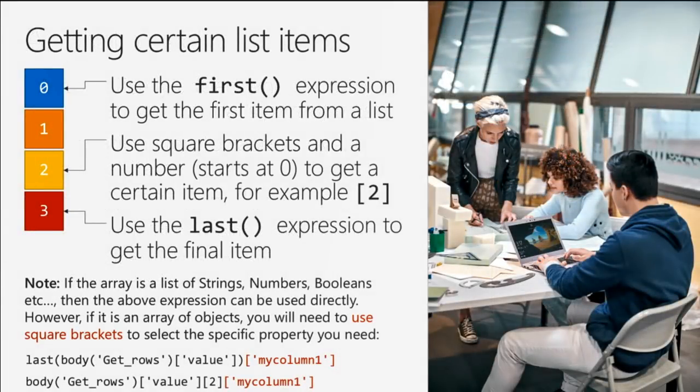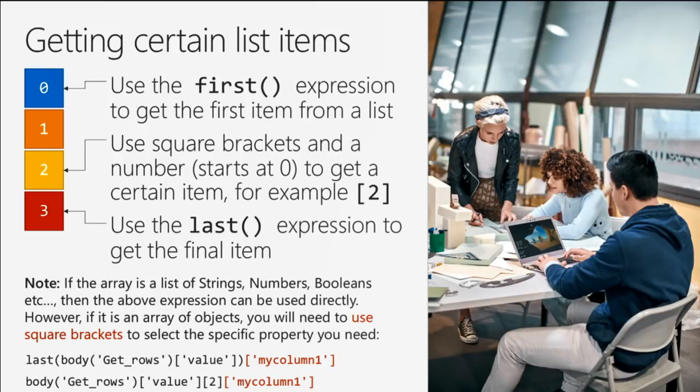So how do you get certain items out of a list? So I have a list, say, of users, and I want to be able to get just the first user. Maybe I know that I did a search, and the most relevant item is at the top, and I just want to grab that one. So we have a first expression that you can use. You can just go to first and say, hey, grab that first item. We also have a last expression.